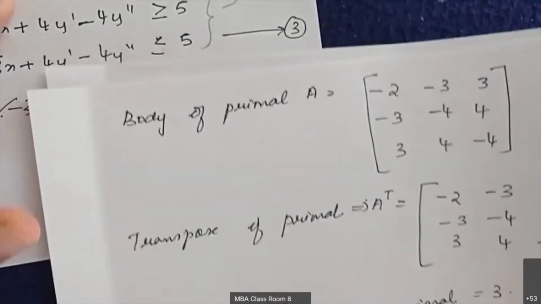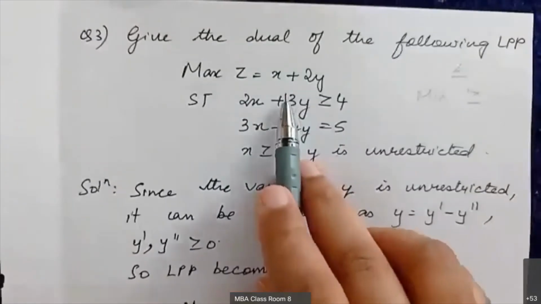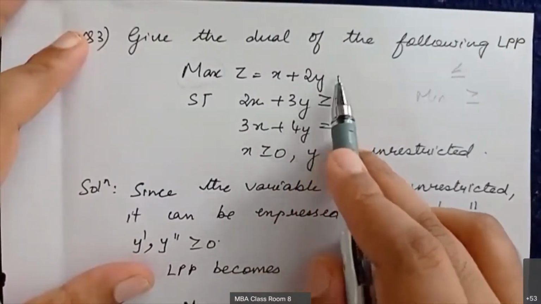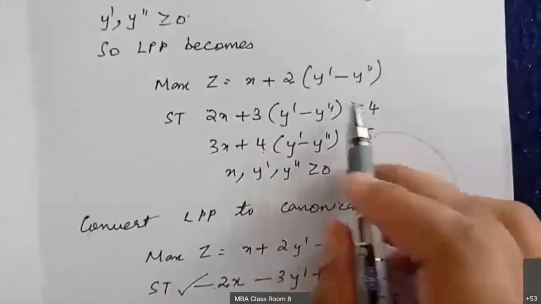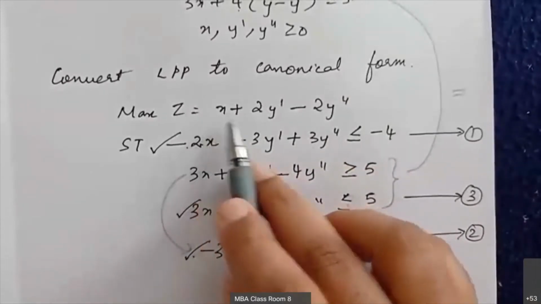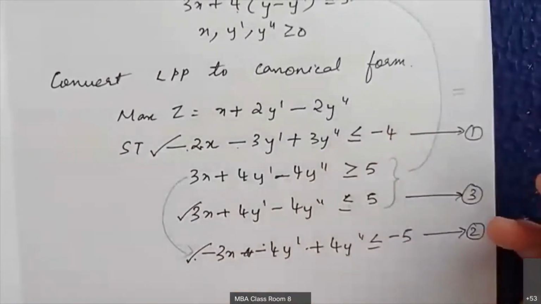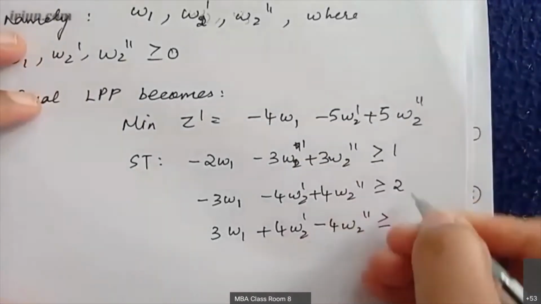What is our objective function? See over here, we converted it, no? We had our objective function in the primal LPP as x plus 2y. Instead of y, we replaced it with y dash minus y double dash. So we opened the bracket, and we got our final objective function as this one. What are the coefficients here? 1, 2, and -2. So this 1, 2, and -2 are going to be the right hand side of the constraints in the dual. So over here I have 1, 2, and -2.